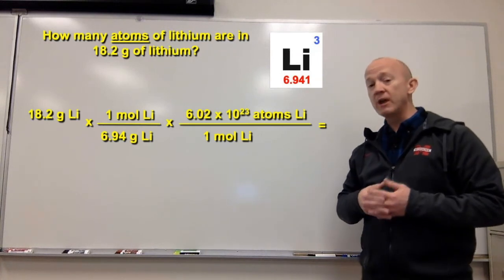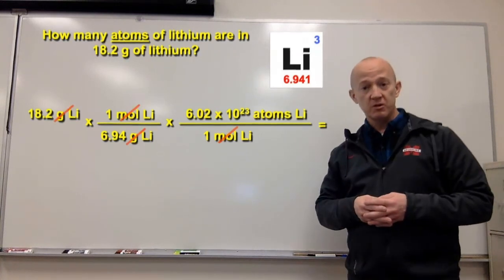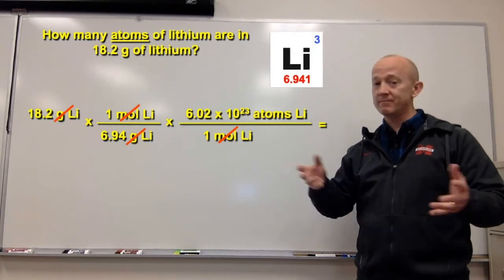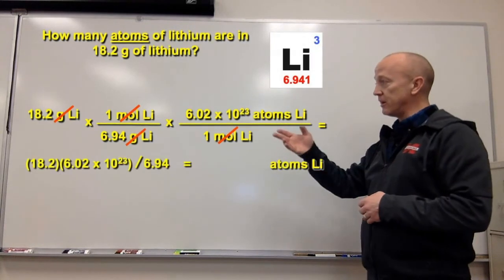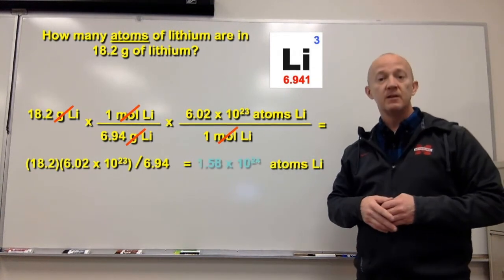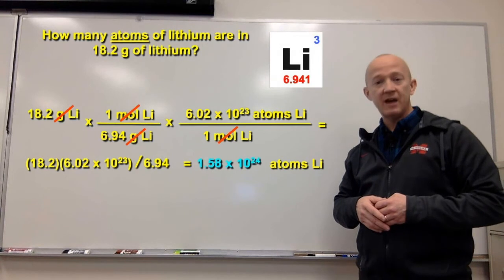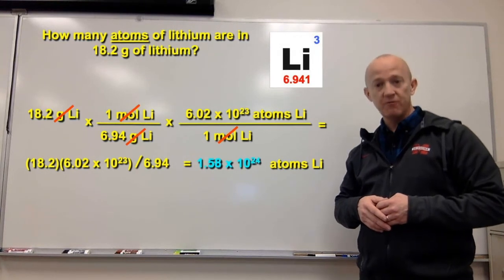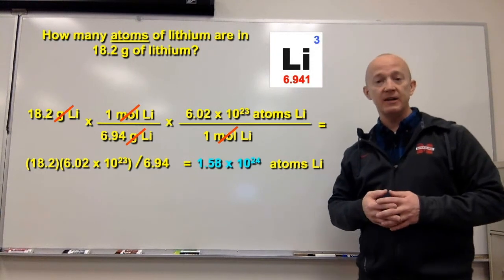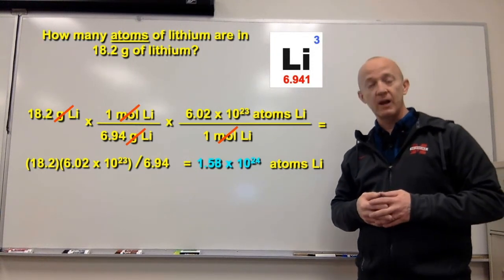And again, when I arrange it this way, the mole units cancel and the gram units cancel, leaving me with atoms. Now I simply multiply all the tops together and divide by all the bottoms combined, and I get 1.58 times 10 to the 24th atoms of lithium. That's how many atoms of lithium we find in 18.2 grams of lithium.